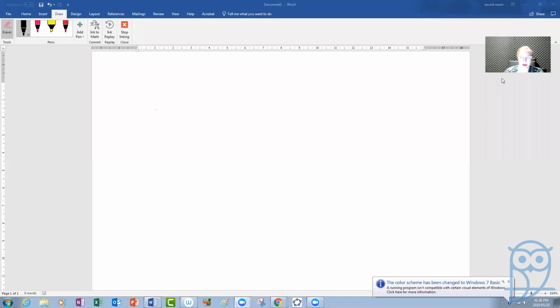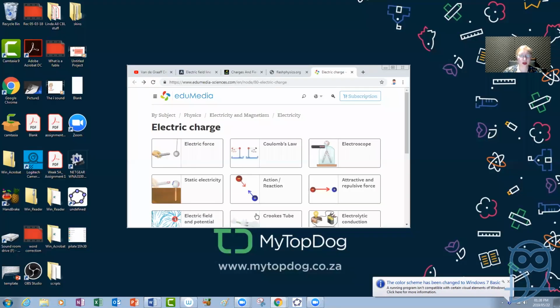Okay, so we represent these sort of charged things using either a plus or a minus inside a little circle. So I am going to show you that quickly.